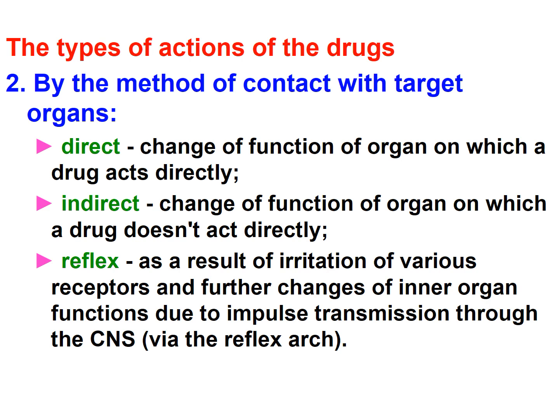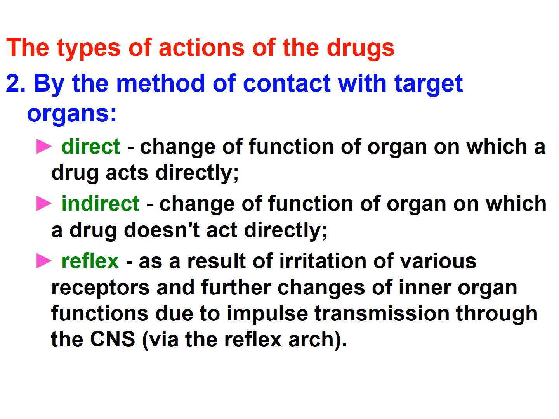The second type of action is indirect, in which we have the change of function of those organs on which our drug does not act directly. For example, we use the same drug that binds to some receptors in the heart, but the cardiovascular changes which develop under the action of this drug may lead to the change of the functions of other organs, for example, kidneys. And such action of the drug on kidney is called indirect action.